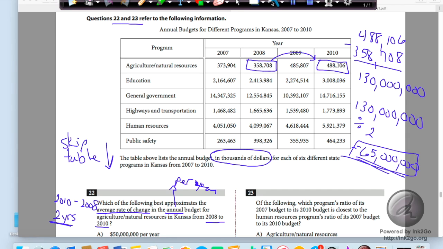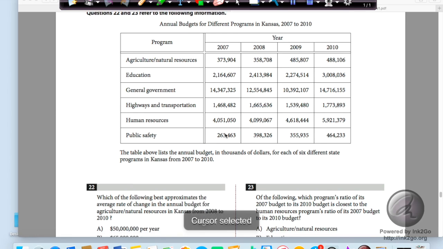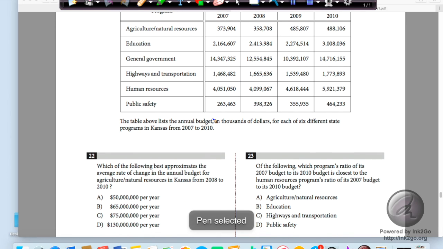So I'm going to clear this, scroll down, and it's going to be choice B, 65 million per year.